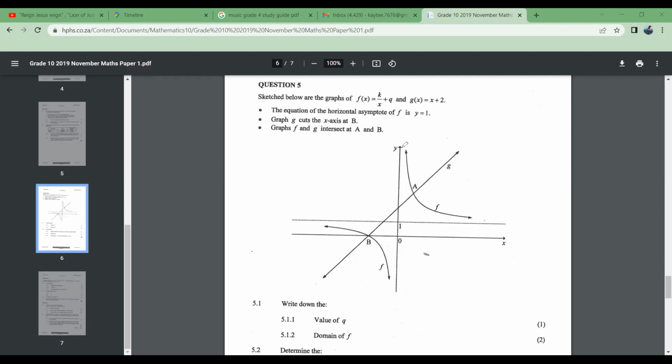How do I know that? Because X equals 0 is an asymptote. If X is equal to 0, you can't divide by 0. So that's how I know that. Then let's go further down. Equation of the line of symmetry of F. The gradient of the line of symmetry is always 1 or negative 1. In this case, it's a positive gradient, which means it's 1.